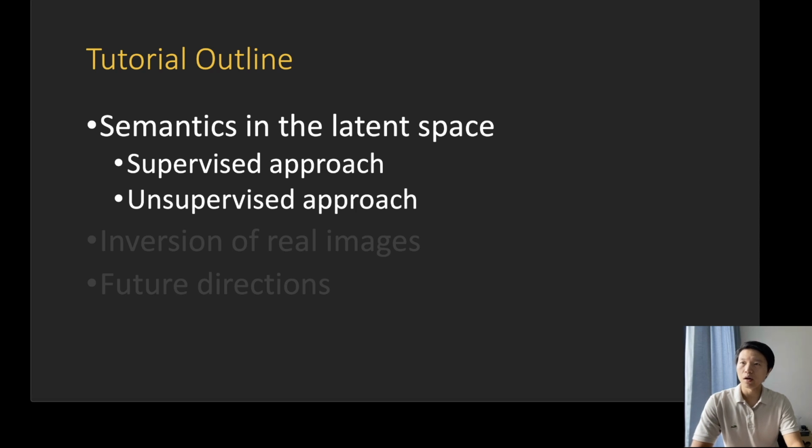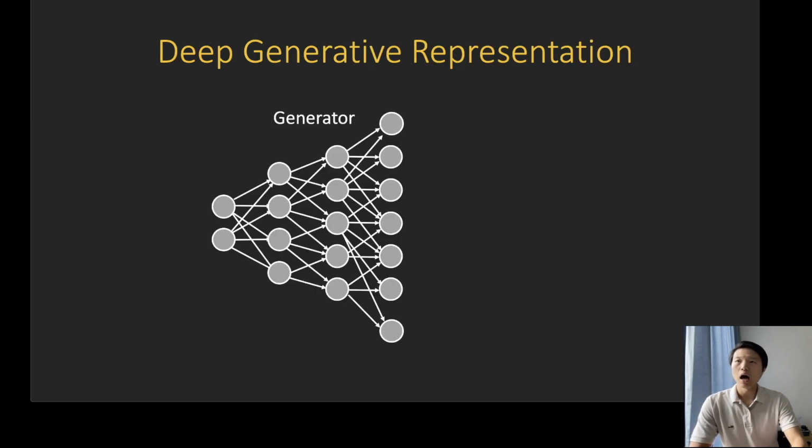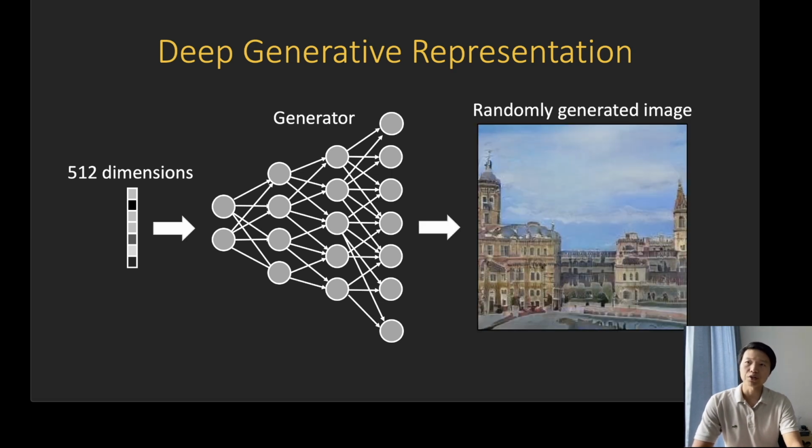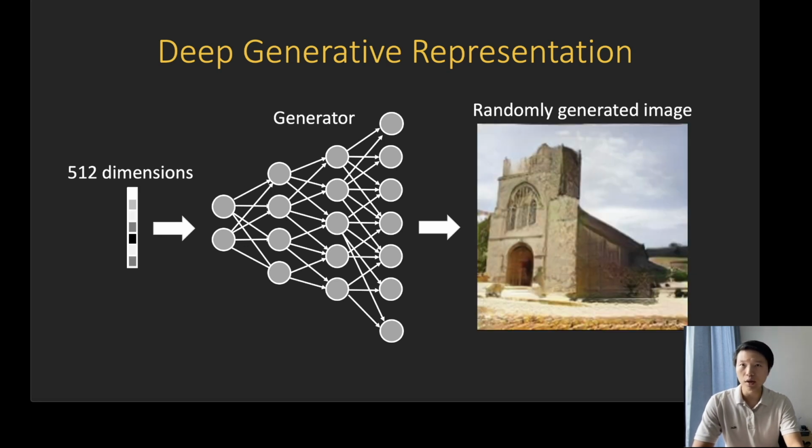Okay, so let's talk about the first part. After training, we have this generator, which is a deep generative representation. This generator is a convolutional neural network doing up-convolution to synthesize the image. We sample a random vector, let's say with 512 dimensions, from some random distribution, such as a Gaussian distribution. Then we feed it into the generator, and the generator synthesizes an image corresponding to this input random vector. If we change this random vector, the output will also change. If we change to another one, the output will change.